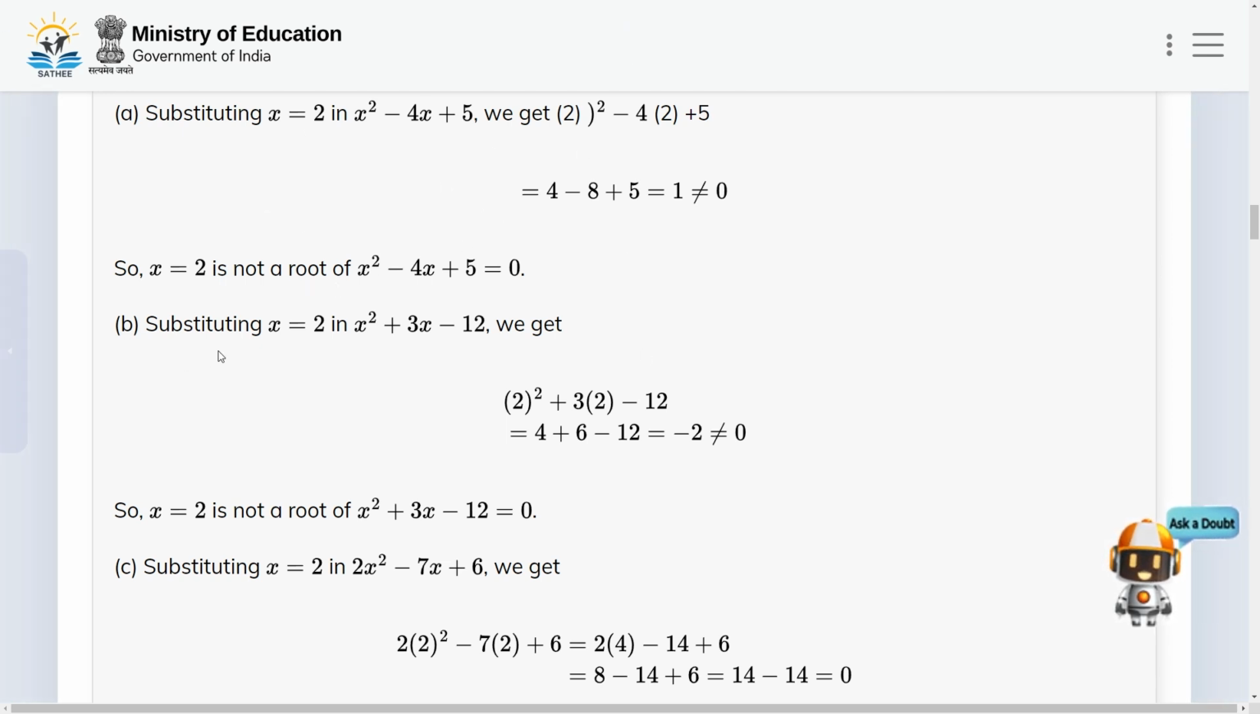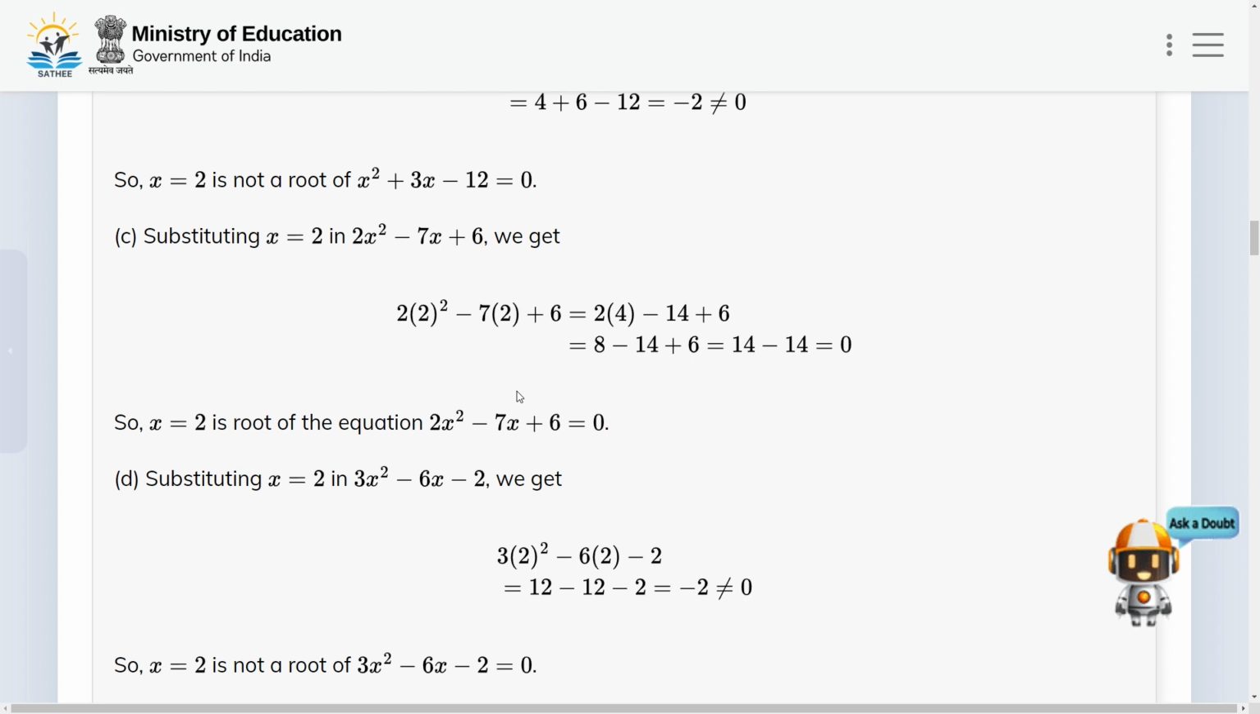Now in option B, here we substitute the value of x is equal to 2 in x square plus 3x minus 12. Then we get 2 square plus 3 times 2 minus 12, that is equal to 4 plus 6 minus 12, that is equal to minus 2. This is not equal to 0. So x is equal to 2 is not a root of x square plus 3x minus 12 is equal to 0.